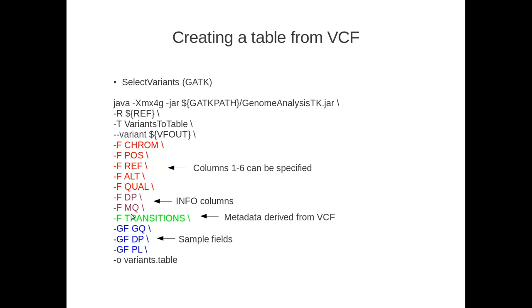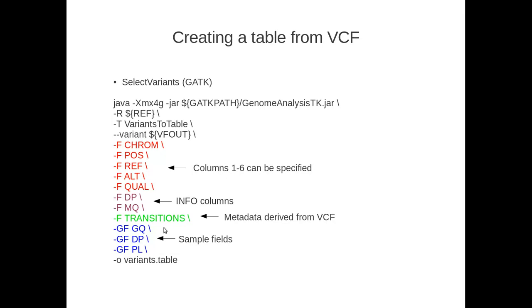So it will indicate in a separate column, in this case a column called transitions. Transitions will become a column name in your output table, and the column will contain a 0 or 1 as to whether or not that particular SNP is a transition mutation. There are a number of these metadata columns that you can have VariantsToTable export for you, and you can read the VariantsToTable documentation to get a list of those metadata columns.